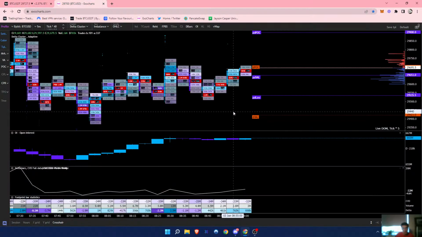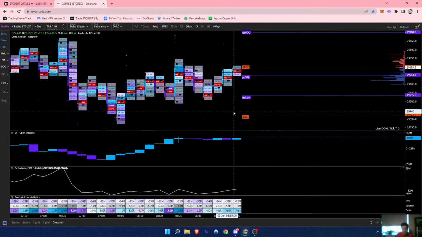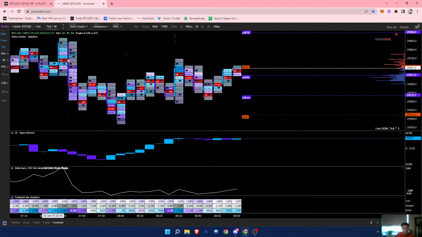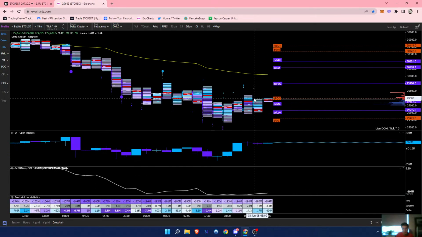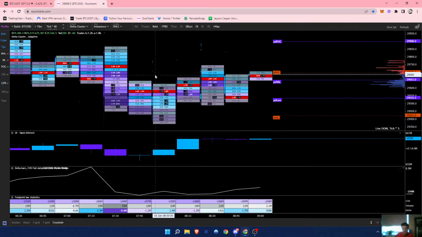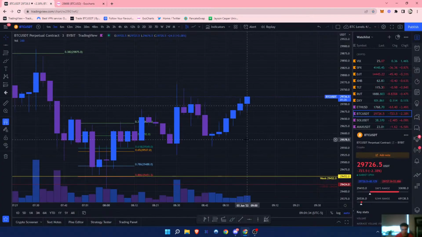So right now we are pumping up. Let me see here. Right now might be a good long opportunity. If you were to long, put your stop loss right below this wick at around 29,400.